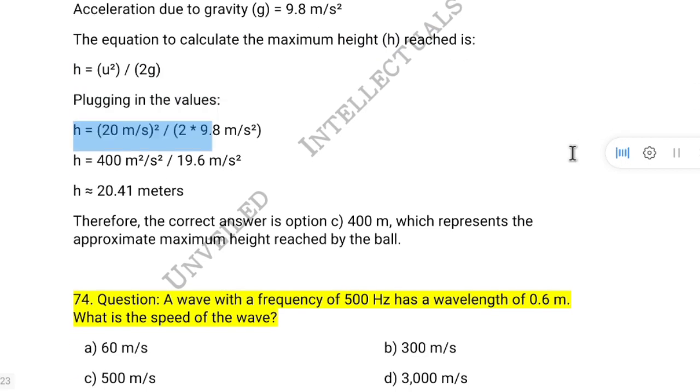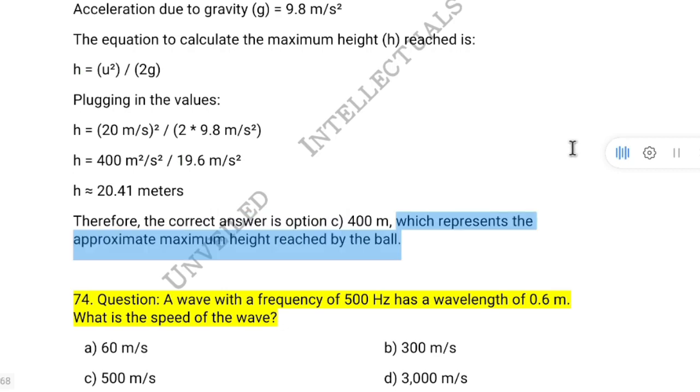Plugging in the values, h equals (20 meters per second) squared divided by (2 times 9.8 meters per square second). h equals 400 square meters per square second divided by 19.6 meters per square second. h approximately equals 20.41 meters. Therefore, the correct answer is option C, 400 meters, which represents the approximate maximum height reached by the ball.